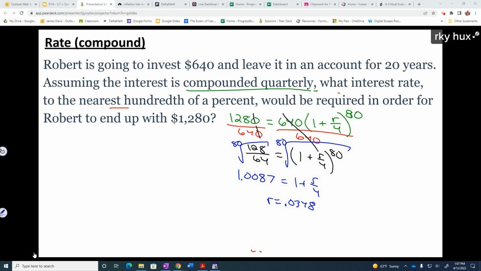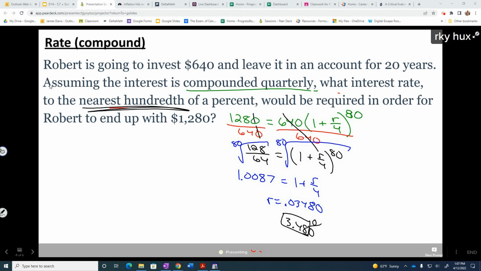Now we move it 2 places, and actually I asked for one more decimal for this one. So we move it 2 places, 3.480%, and it's rounded to the nearest hundredth of a percent. So this is the tenths, this is the hundredths. So we round it, look next door, it's 0, so we just keep it as 3.48. Just watch the rounding. I think you get 99 chances on Delta Math, so you could try it as many times as you need to.